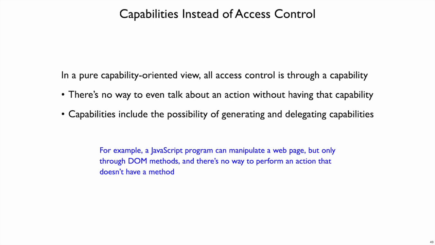to them somehow. An example of a capability system is JavaScript, where you can manipulate the web page, but you can manipulate it only through the methods that the browser provides to JavaScript programs to manipulate the DOM. And if there's some action that's not in the DOM, then the JavaScript program can't do that to the document. So many capability-oriented systems are connected to object-oriented systems, where an object represents a set of things that you might do and therefore represents a capability to perform those actions.